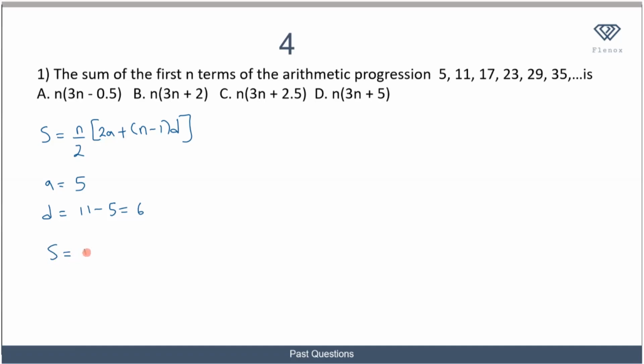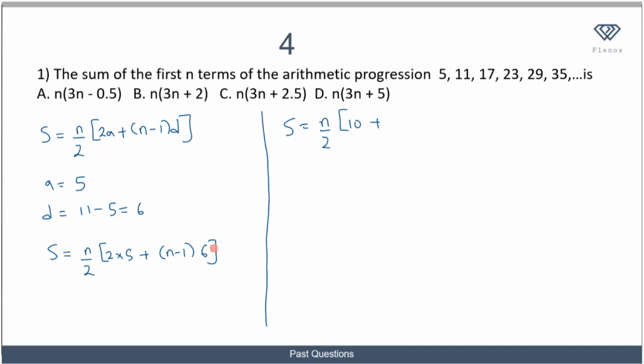So I can write S now in terms of n equals n over 2. And I know that my first term is 5, so I have what? 2 times 5, then plus n minus 1, and my common difference is 6. So what does this become? S becomes n over 2, and 2 times 5 is 10, then plus, I can expand this. 6 times n is what? 6n, and 6 times minus 1 is minus 6. So this becomes n over 2 into bracket 6n, and 10 minus 6 gives me what? Plus 4.